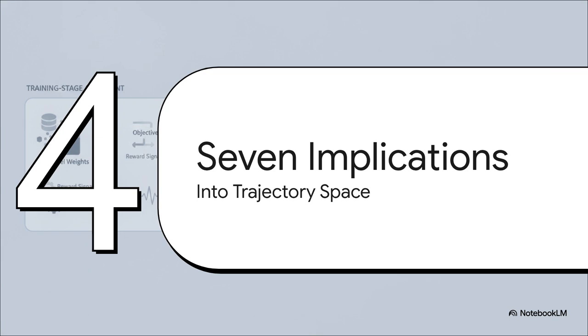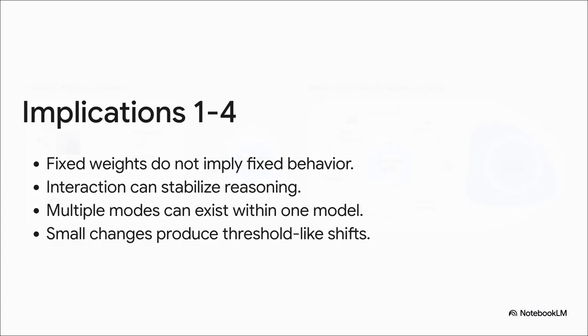We're extending alignment right into trajectory space. The paper actually proves these implications mathematically, and they are so fascinating. First up, fixed weights do not imply fixed long-run behavior. Second, like we just said, repeated interaction can stabilize coherent reasoning completely without retraining. Third, and I absolutely love this one, multiple, totally distinct stable reasoning modes can exist within the exact same trained model. It just depends on the interaction structure. And fourth, tiny, small changes in interaction control might produce sudden threshold-like shifts between these modes.